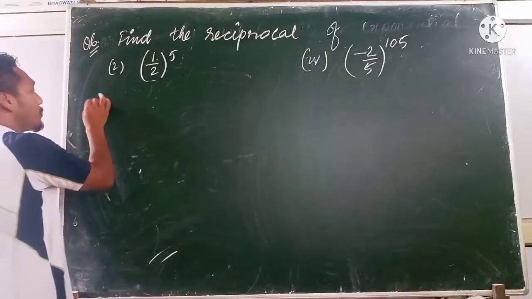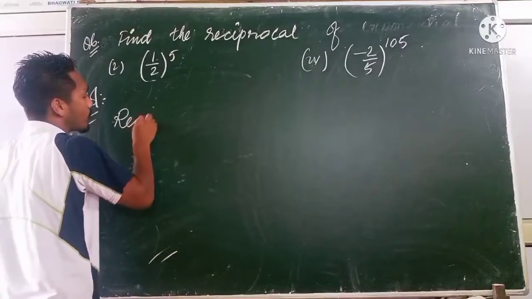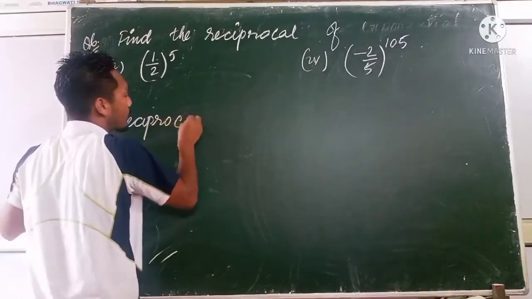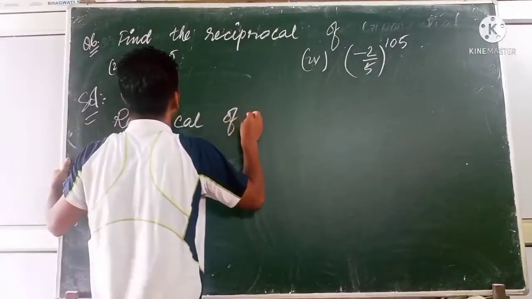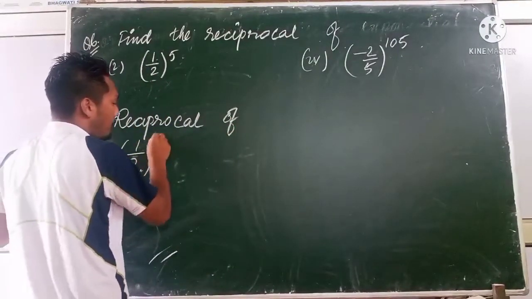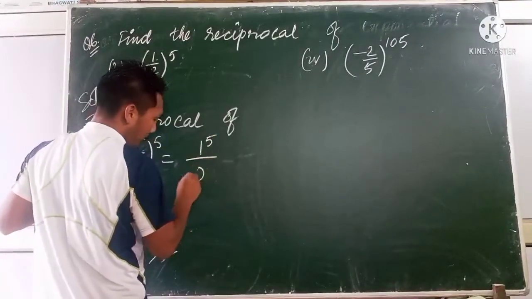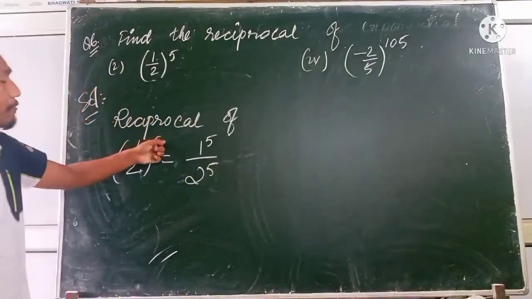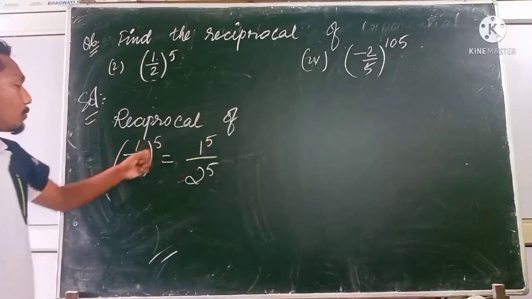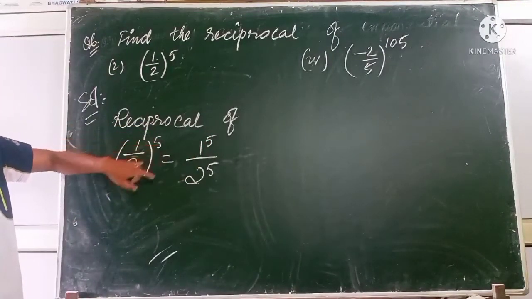Okay, so here are our reciprocal solutions. Reciprocals of the numbers, we can write this one. Reciprocal of 1 by 2 to the power 5 is equal to, I can write 1 by 2 and power 5. Okay, this 5 can be written into 1 power 5 and 2 power 5, then this whole power, that is 5 is for the 1 also and 5 is for the 2 also.